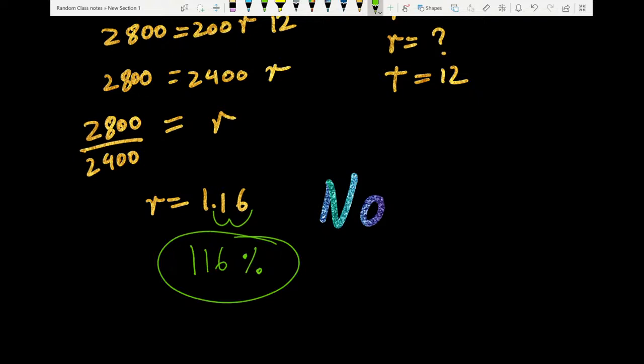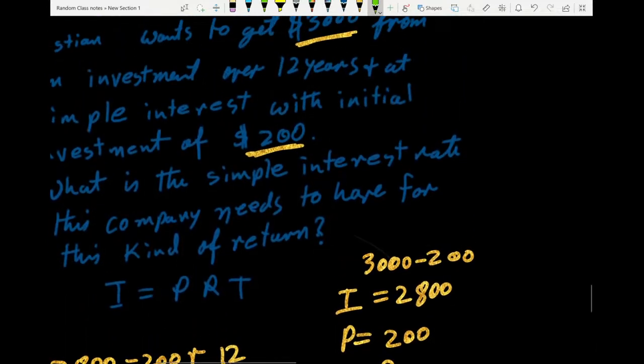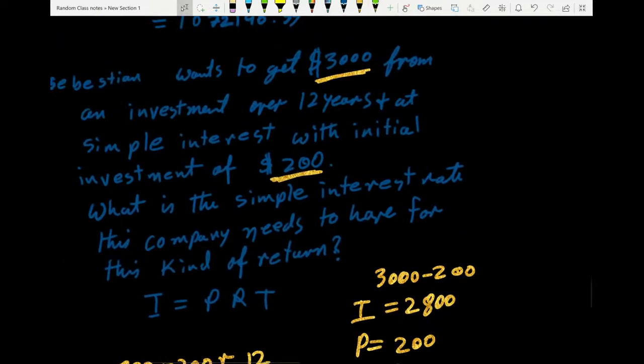Oh, okay. Yeah, that's why I made the problem a little bit tricky, because right away when you see this type of problem, you want to use this number, 3,000. You have to take into consideration that out of that $3,000, you have your money there, which is $200, and you have to take that money out. So how much money are you earning on the interest?